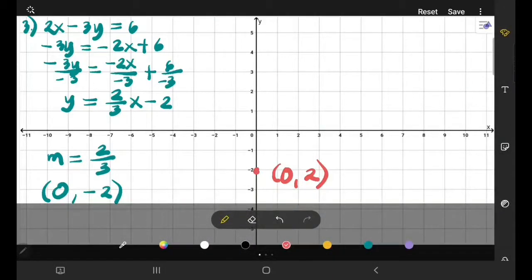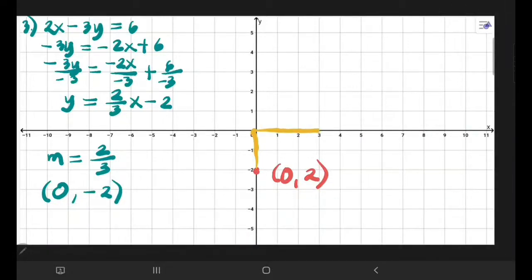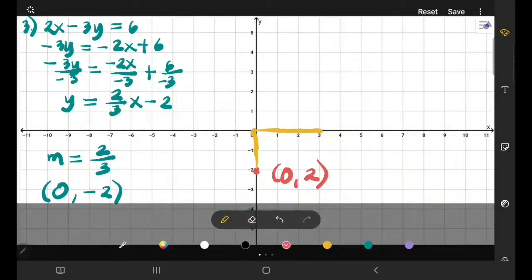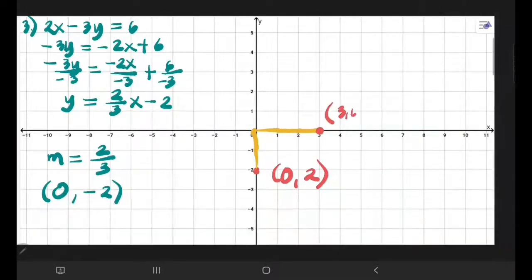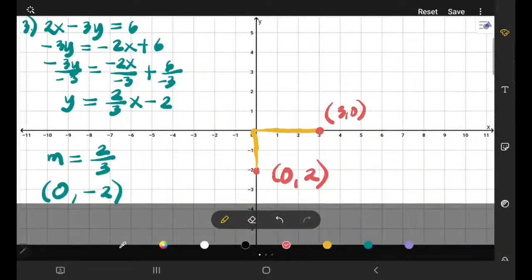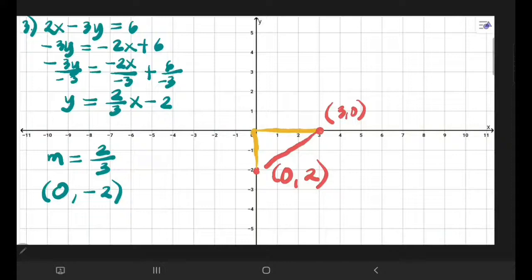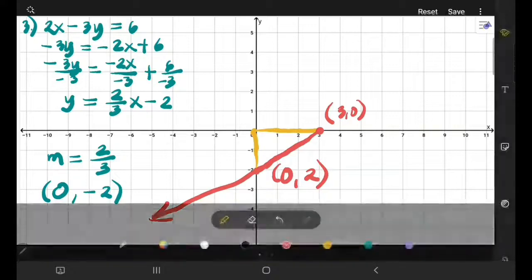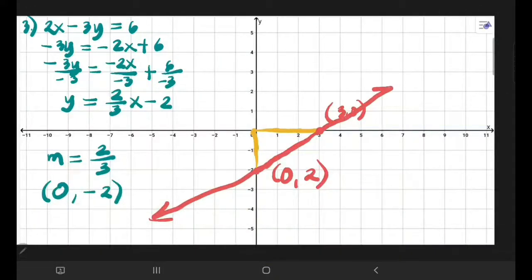perform the slope, 2/3. 2 for the rise, so we need to say 2 units upward. So let's do that. 1, 2. And then 3 units to the right. 1, 2, 3. So let's stop. So meaning this is (3, 0). And then connect. This is not very perfect. Okay, so that's really the graph.